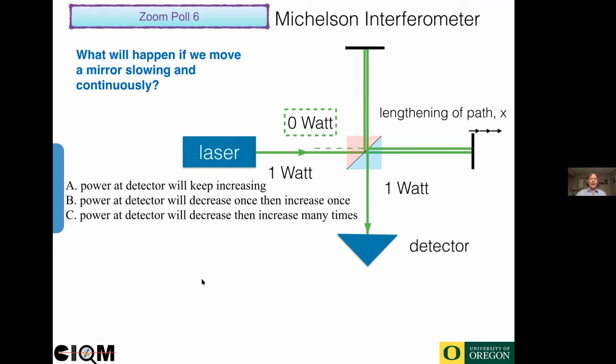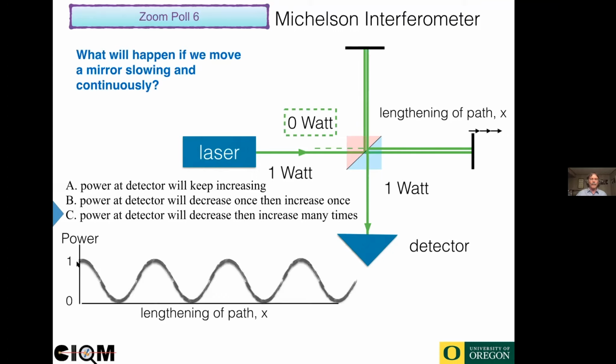This time, almost everybody got the right answer. It will decrease and then increase and then decrease and then increase. I think the grammar here is bad, but what I mean is it'll repeat that cycle many times. The power at this detector will start large, it'll decrease and increase, and so on. It will oscillate like this as a function of changing this path length there.